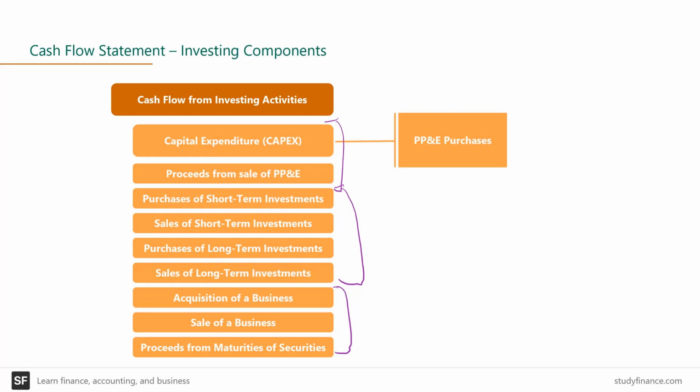So purchases, these items here, also acquisition of business, these items here are negative because they used up cash, and sales, so what we call proceeds, are positive because cash was received. So we're receiving cash, it will be a cash inflow.